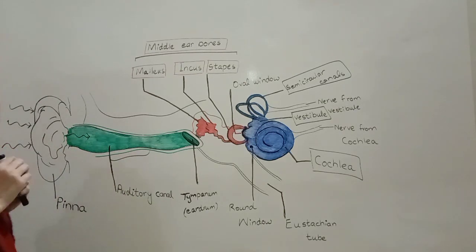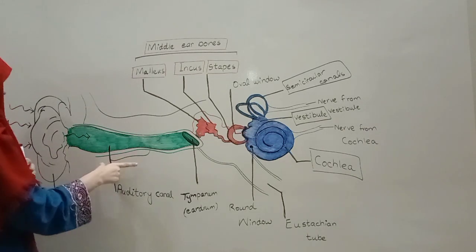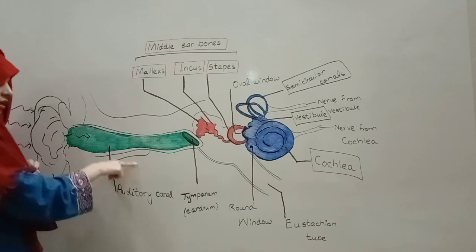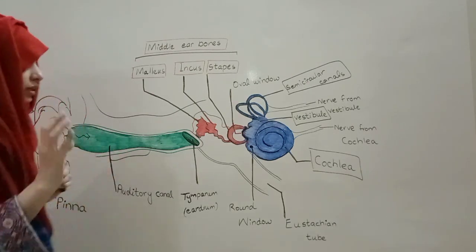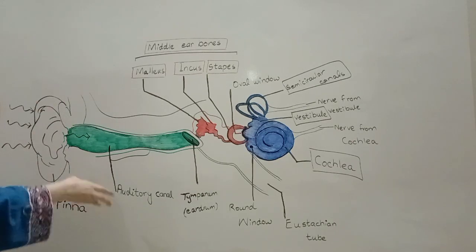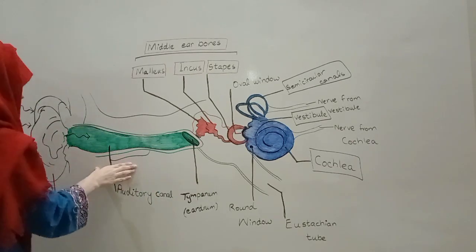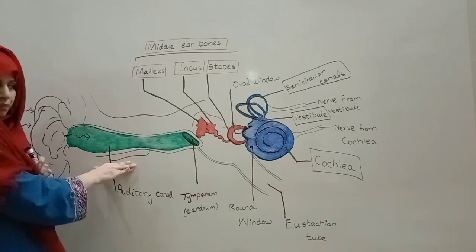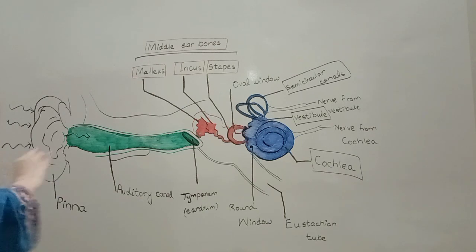Let's talk about another function of the auditory canal. As you know, wax and hairs are present. These not only protect the ear from insects, germs, and dust, they also maintain the temperature and dampness of the ear. That's all about the auditory canal.